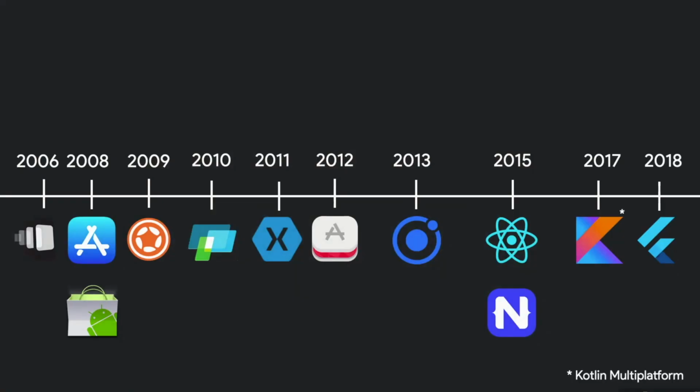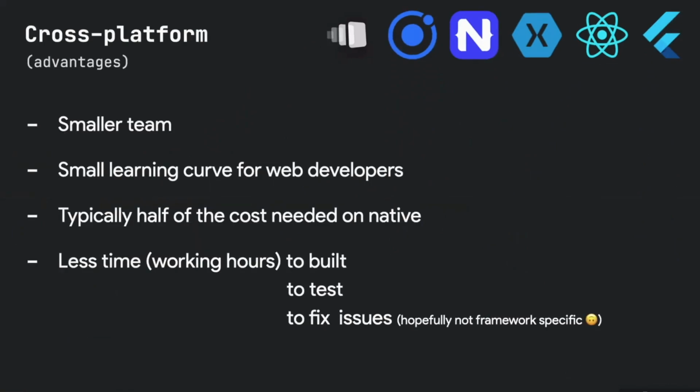These frameworks started with PhoneGap in 2006, a bit before the Apple Store and the Google Play Store were launched. And since then, we've seen a lot of frameworks being developed. We have Ionic, Xamarin, NativeScript, React Native. I'm going to say Kotlin Multiplatform between quotes; we'll see in a moment why. And also Flutter.